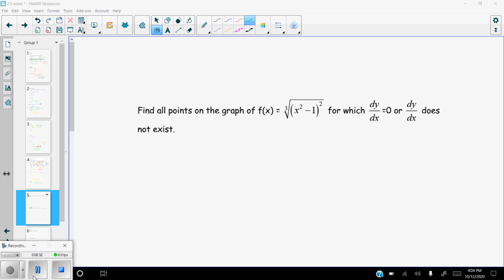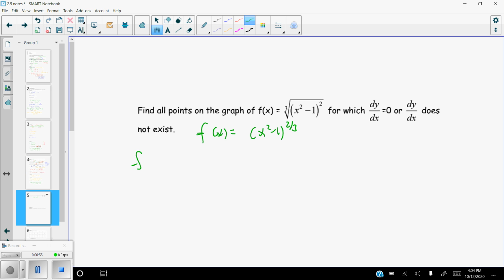So the first thing I'm probably going to want to do is rewrite f of x. I want to write it as just a power instead of a root. So I'm going to rewrite that as x squared minus 1 to the 2/3 power. Remember, it's the power over root. Now I can go ahead and find the derivative.